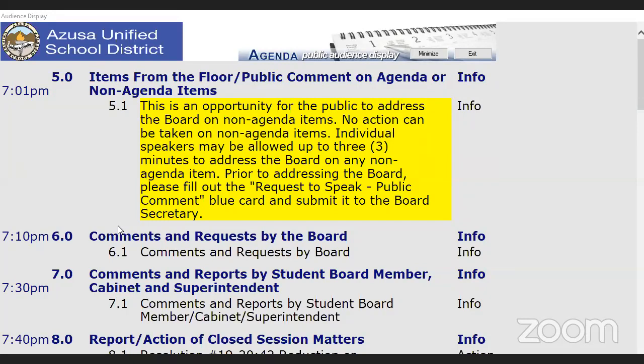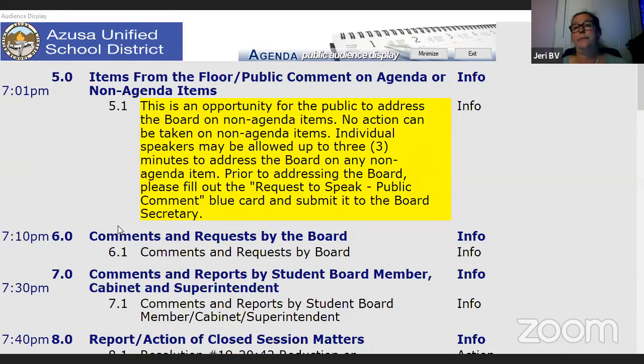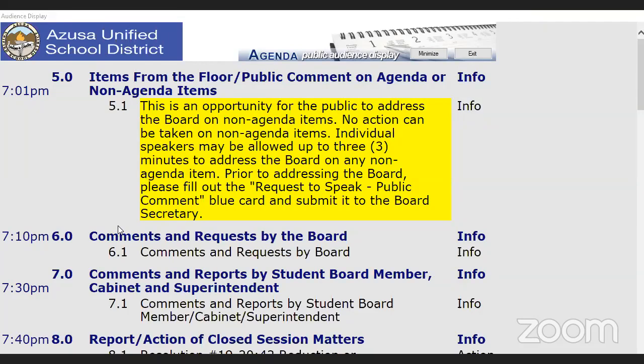Oh, it doesn't look like we have any hands raised. Give them a second just to make sure they can find it. Yes, it is on the bottom. And just while we're waiting, our student board member is present and live.